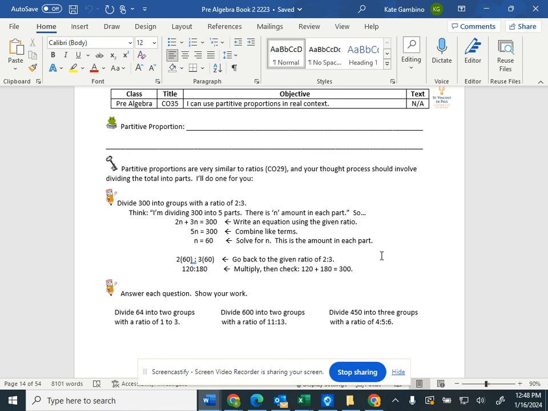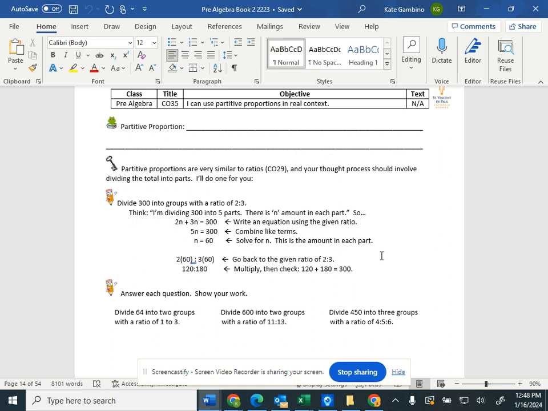Good afternoon. We are continuing on with our next unit on proportions in real context. Last time we did direct proportions. This time on CO35 we are using partitive proportions in real context. In order to use partitive proportions, we need to know what partitive proportion means.